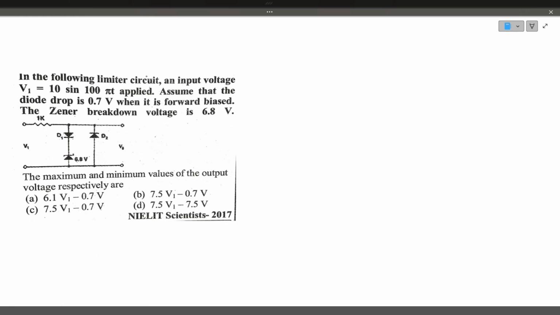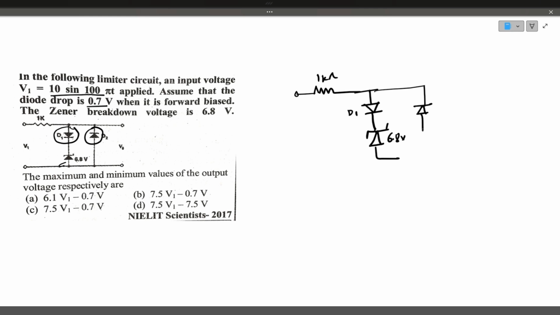In the following limiter circuit, the input voltage V1 is 10 sine 100 pi t applied. Assume that the diode drop is 0.7 volts. Here, this is a silicon diode, diode drop is 0.7. This is the Zener diode. This is the 1 kilo ohm resistor. And this is the diode D1, normal silicon diode D1, whose drop is 0.7. This is the Zener diode, 6.8 volt. And this is diode D2. Here is the output voltage. This is V1. So what are the maximum and minimum output values he is asking?